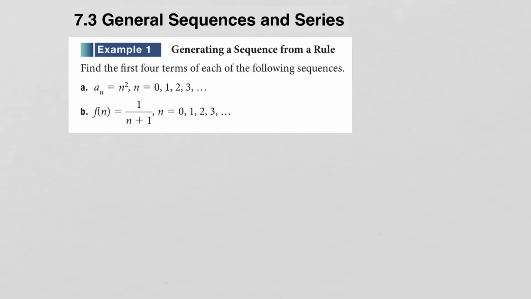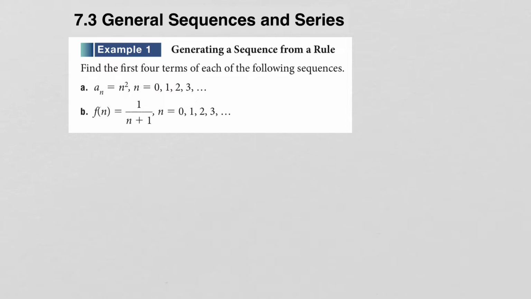In section 7.3, we look at general sequences and series. Let's consider the following example. Here we want to find the first four terms of each of the following sequences. So in the first example, we have a_n equals n squared, where n is equal to 0, 1, 2, 3, etc.